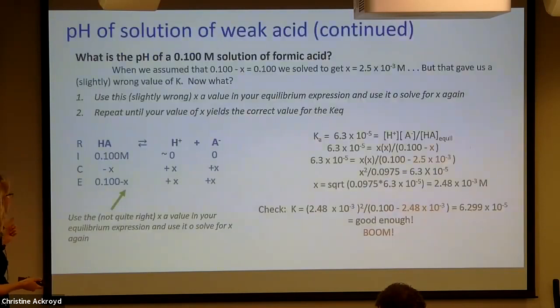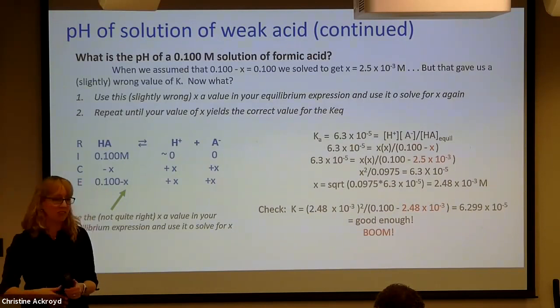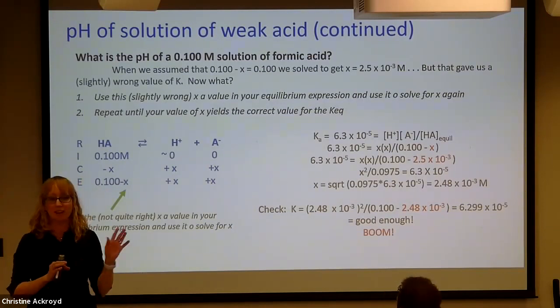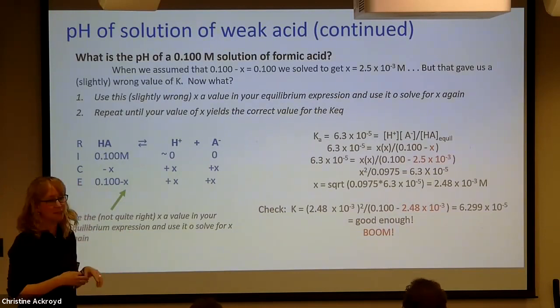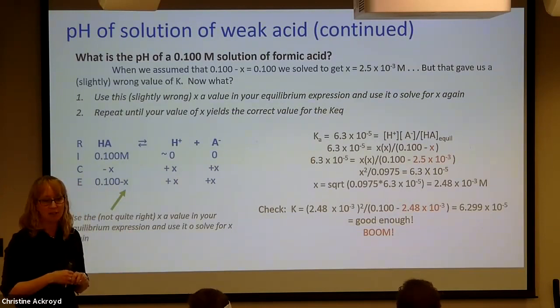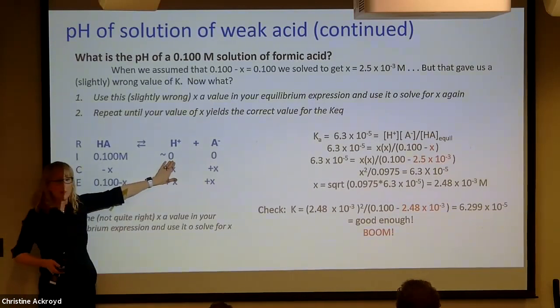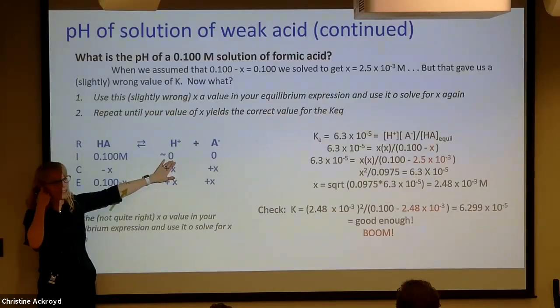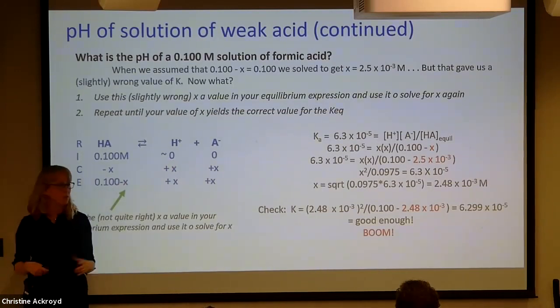So normally, aside from throwing at you this iterative approach, which some of you will reject completely and not ever use, and some of you will love and use all the time, pretty much the same thing you've done before, right? Except we assume that the starting concentration of hydronium is 0. Why do we do that? It's not really true, is it? Why do we do it?